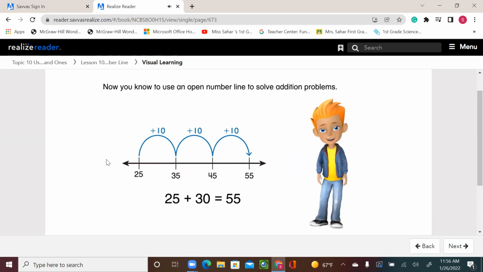Now you know how to use an open number line to solve addition problems. I like using open number lines. We always say it's easy because you see the numbers, you take your time, and it's like skip counting by tens. And then you put your number here. Every time you jump one more, you add it here. And sometimes it's more helpful because you can always just draw the line and count the jumps, even if you don't have the 100 chart.